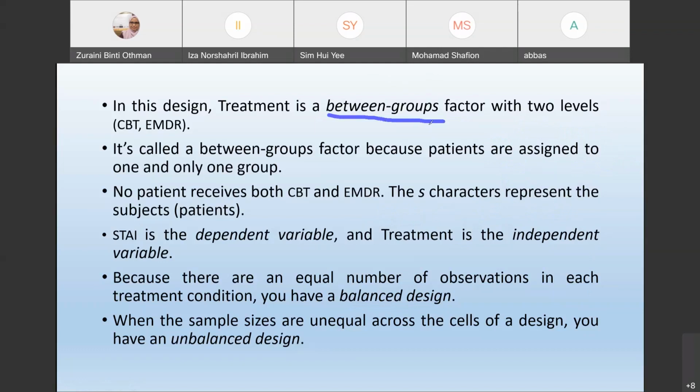So we already know the meaning of between-group factor, and this is the independent variable. Dependent variable, we already know from the previous lecture, right? Balanced design and unbalanced design, this thing we will see in the table later. Okay, can we continue?